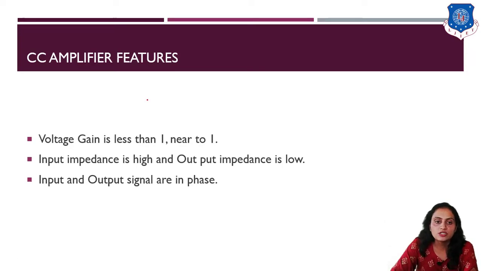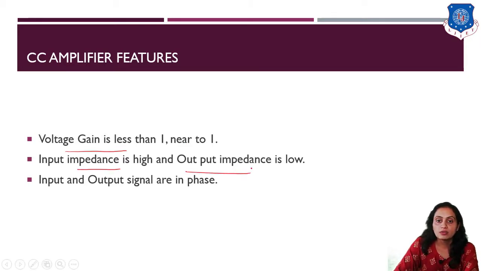So these are the features of the common collector amplifier. Voltage gain is less than 1 but nearer to 1. The input impedance is very high and the output impedance is very low. That's why it is used for impedance matching, not as an amplifier, because it is not providing any amplification. Input and output signals are in phase, which means there is no phase difference between input and output.